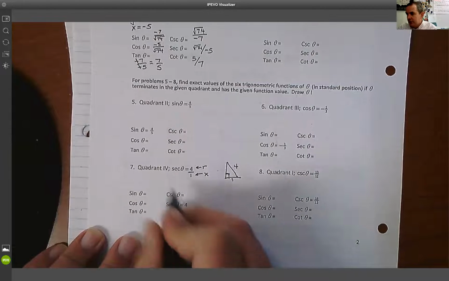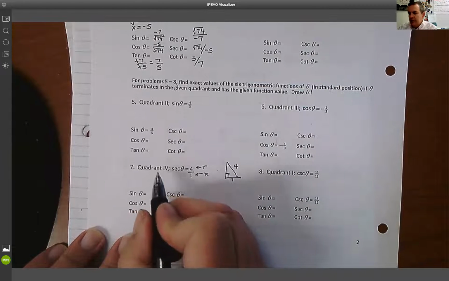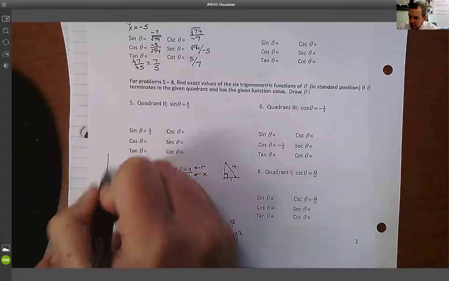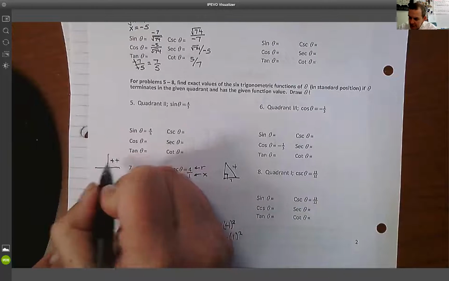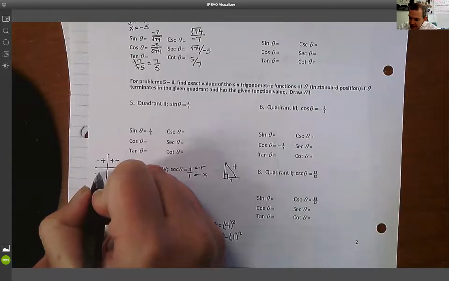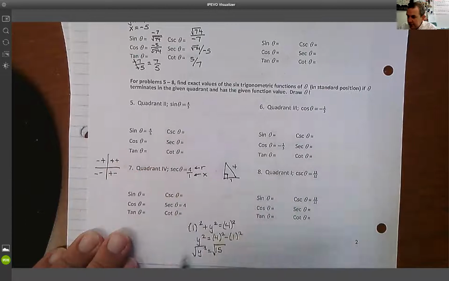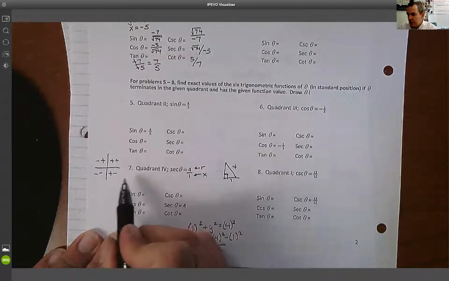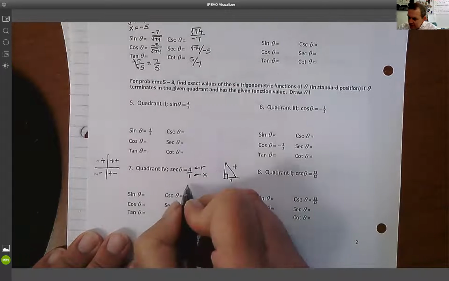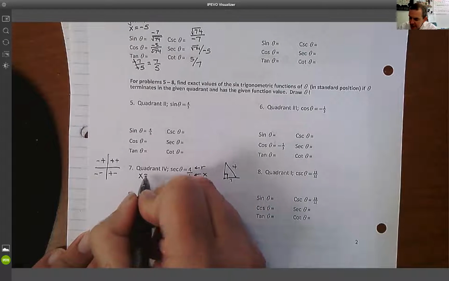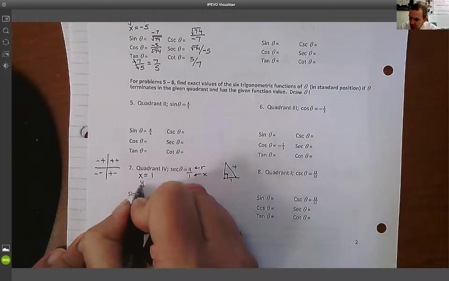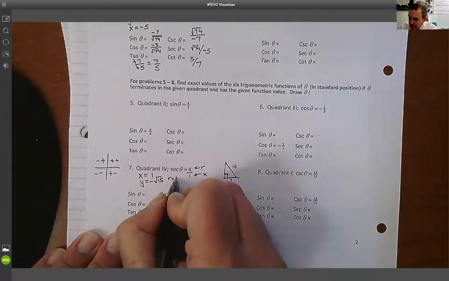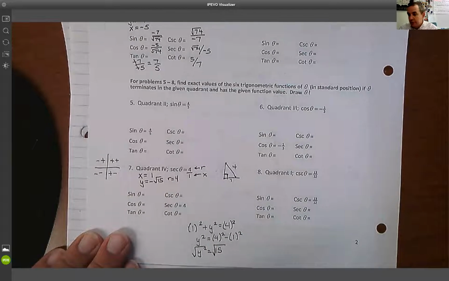Now here's the deal. The reason we're given the quadrant is because it tells us the sign of our X and Y. If you remember your quadrants: positive, positive; negative, positive; negative, negative; positive, negative. So in quadrant 4, my X's are positive, so X is +1, and Y is negative. So my X is going to be +1, my Y is going to be a negative square root of 15, and my R is going to be 4. So now I can go through and fill in the blanks.